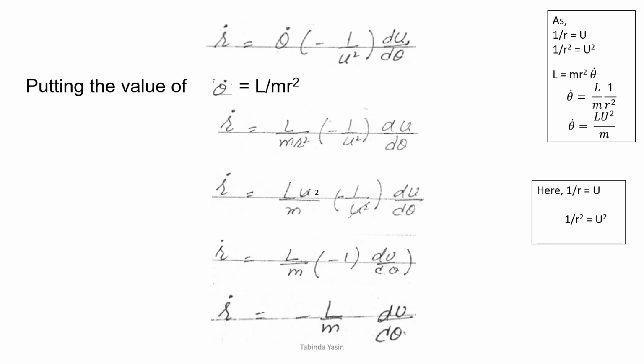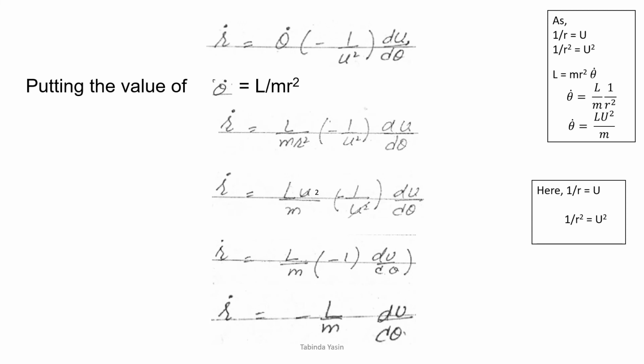So in the place of 1 over r square, we can substitute the value u square. So we have theta dot is equal to L u square over m. Now substituting that value, we get r dot is equal to L u square over m into minus 1 over u square into du over d theta.